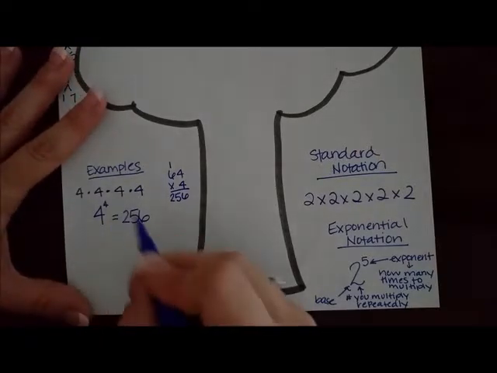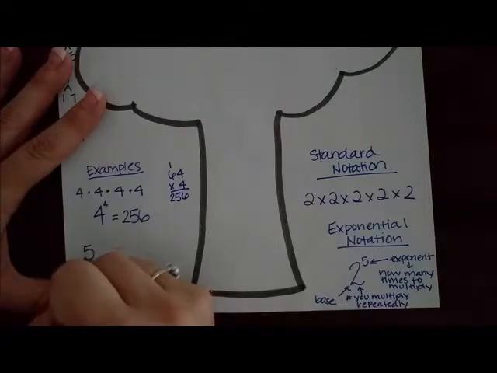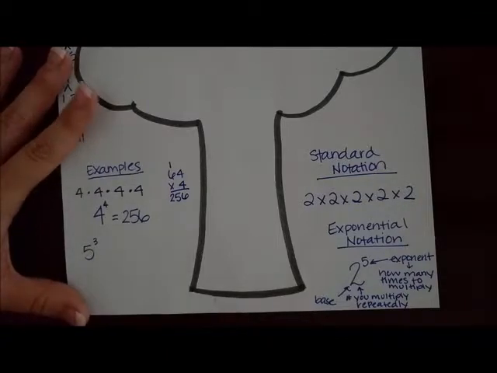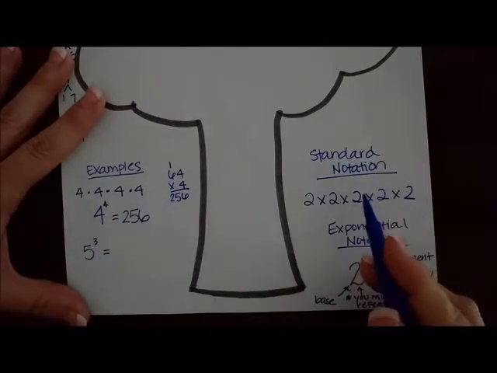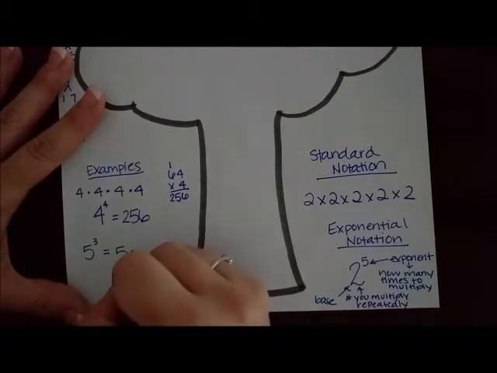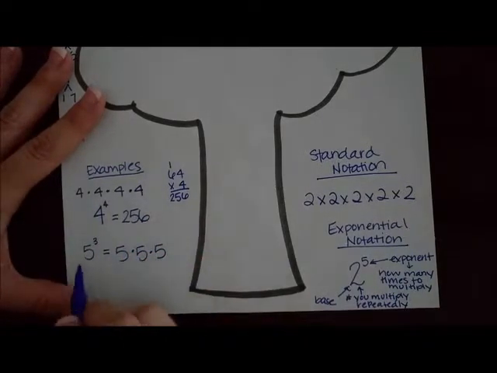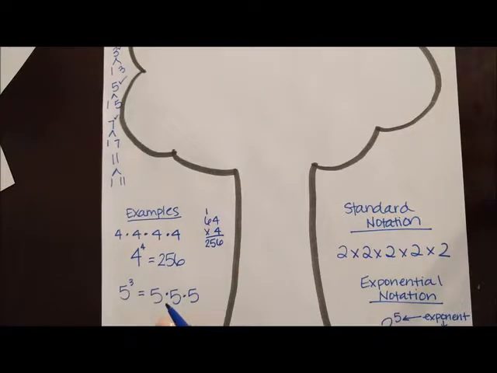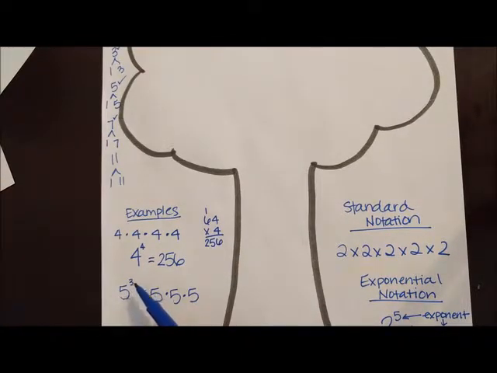Let's do another example. If I wanted you to solve 5 to the 3rd power, we also say this is 5 cubed, okay? Well, what would that look like in standard notation, all written out? Well, that would be 5 times 5 times 5. This is the number I'm multiplying repeatedly. Okay, so again, 5 cubed, that's 5 times 5 times 5. The base is the number you're multiplying repeatedly. The exponent tells you how many times to multiply it. So let's see, 5 times 5 is 25, and 25 times 5 is 125.